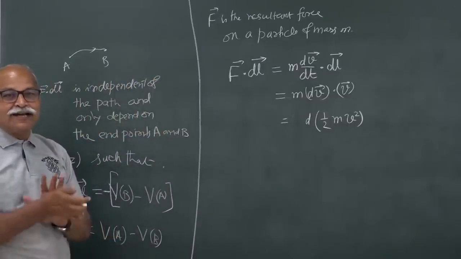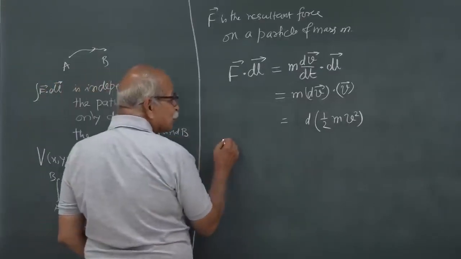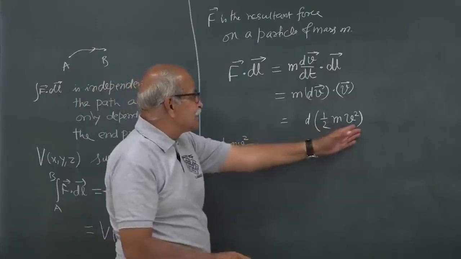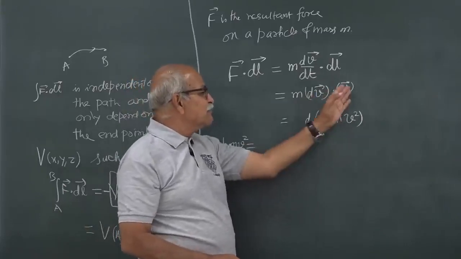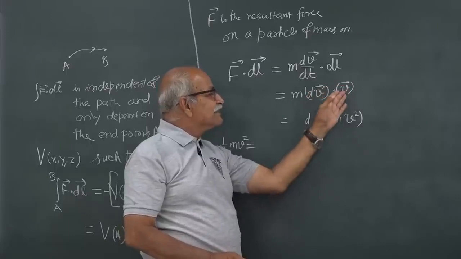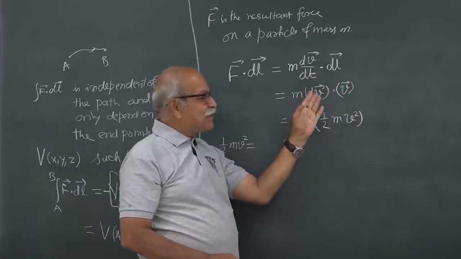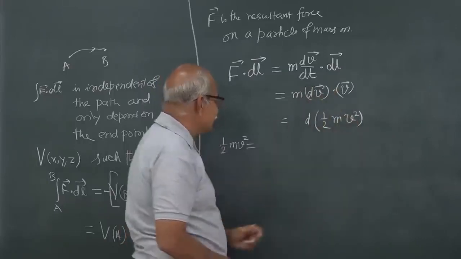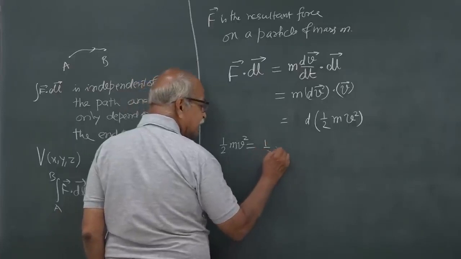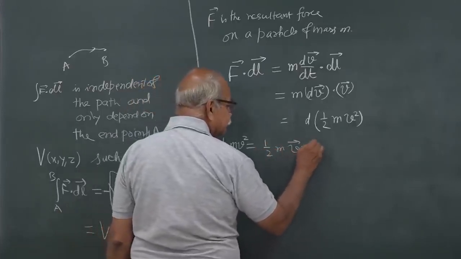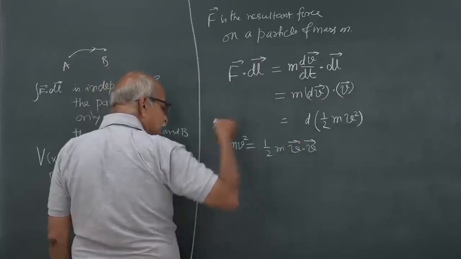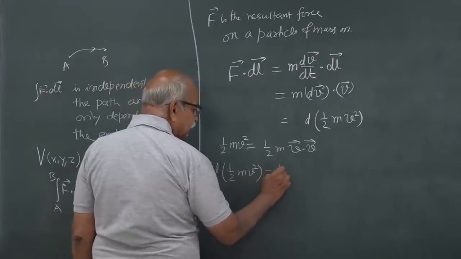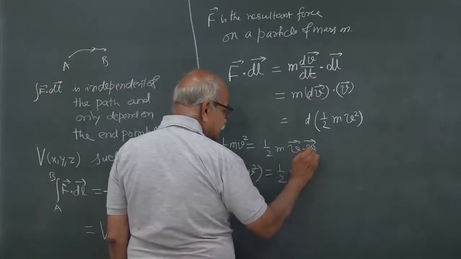How do I write that? Go in the reverse way. What is half m v squared? Half m v squared is a scalar quantity here, this is also a scalar quantity, but in terms of two vector quantities, v vector and dv vector. So how do I come to this speed squared from this vector thing? So this you can write as half m v dot v, and then you differentiate d of this. This will be half m and then d of this.